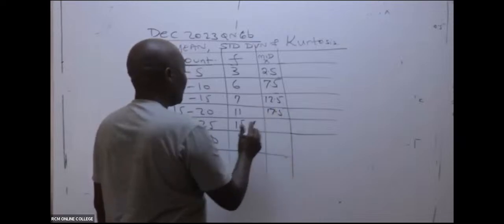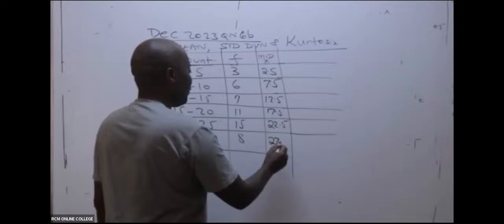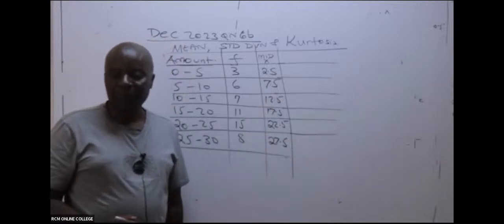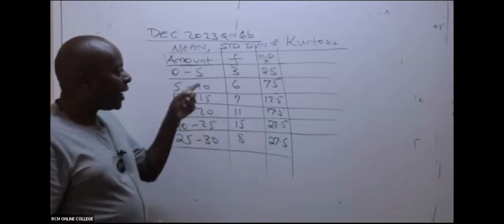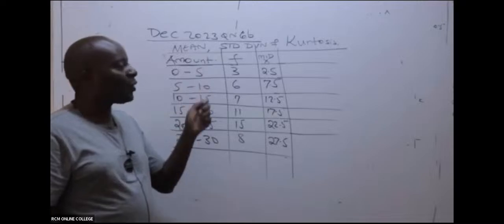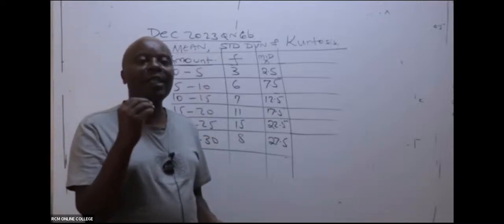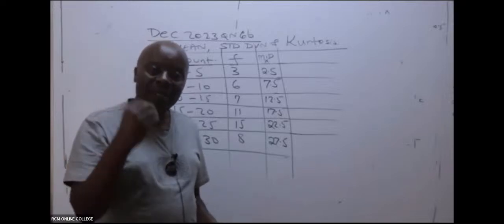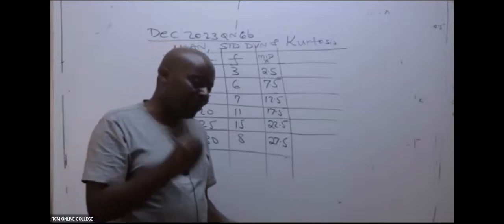Then 17.5, 22.5, then we have here 27.5, like that. That is the first thing I will do. After I do this, I know in terms of statistics, there is very little I can do without getting the mean. So mean is a basic statistical value. So I need to come and give them the mean.